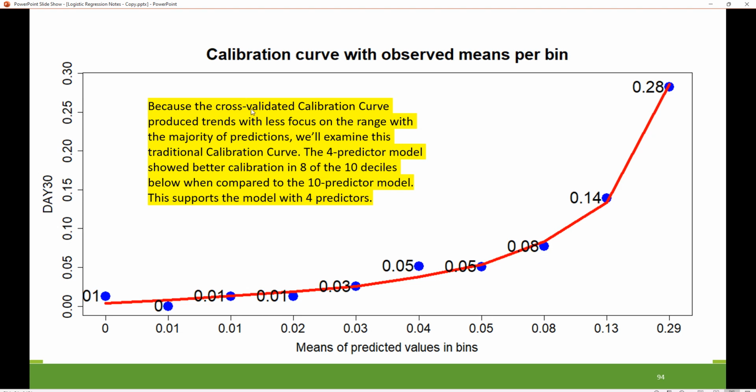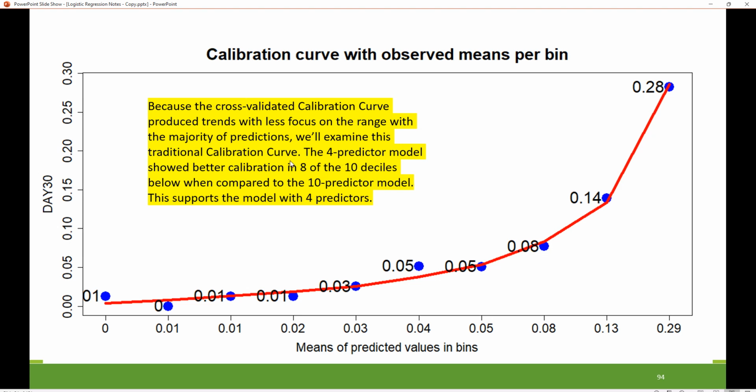Because the cross-validated calibration curve produced trends with less focus on the range with the majority of predictions, we'll examine this traditional calibration curve. I have an option in my Shiny app to do a calibration curve using cross-validated results, but I just want to use this one. It's a little bit easier to focus on the area that we really want to.